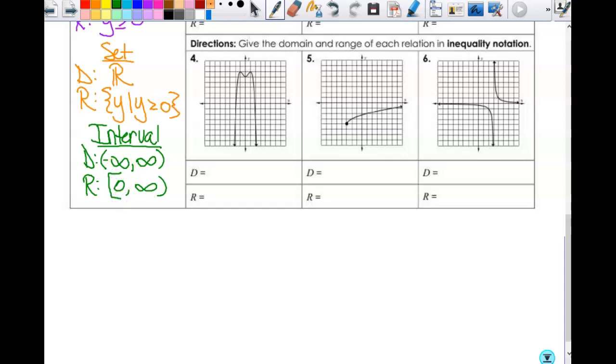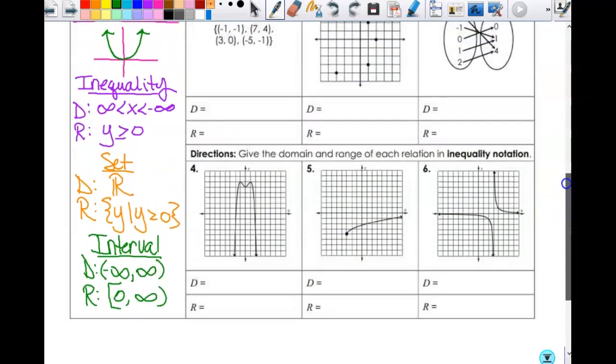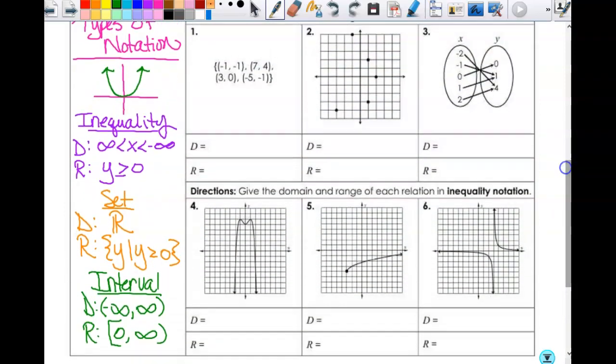Everybody okay with all that? Yes? Okay. So let's do some of these. We're not doing all of them, but on numbers 1 through 3, it just says give the domain and range of each relation. It doesn't say in what form. But when you have a finite number of points, your only option is set notation. Inequality doesn't make sense here. Nothing else makes sense here. So we are using set notation here. Right? So it's a set.